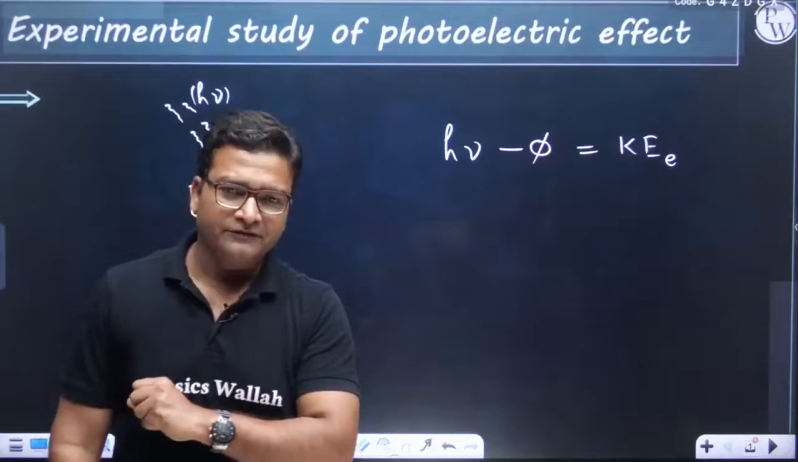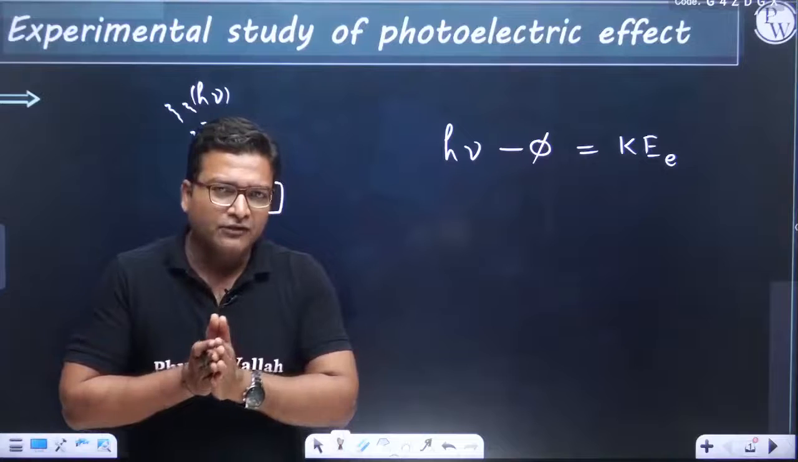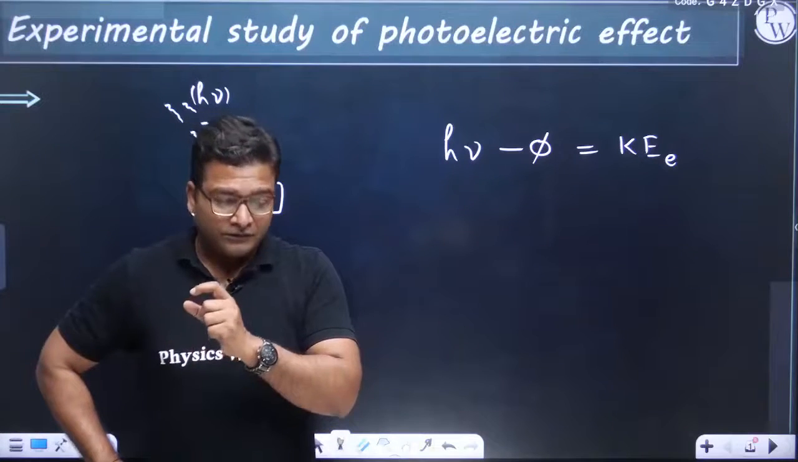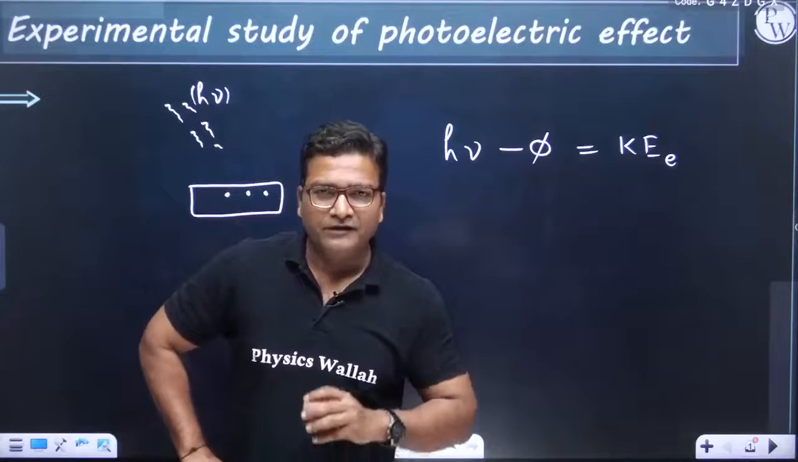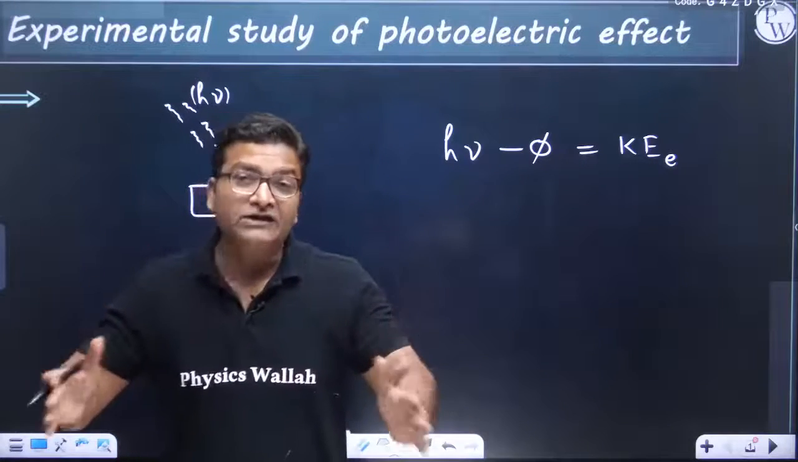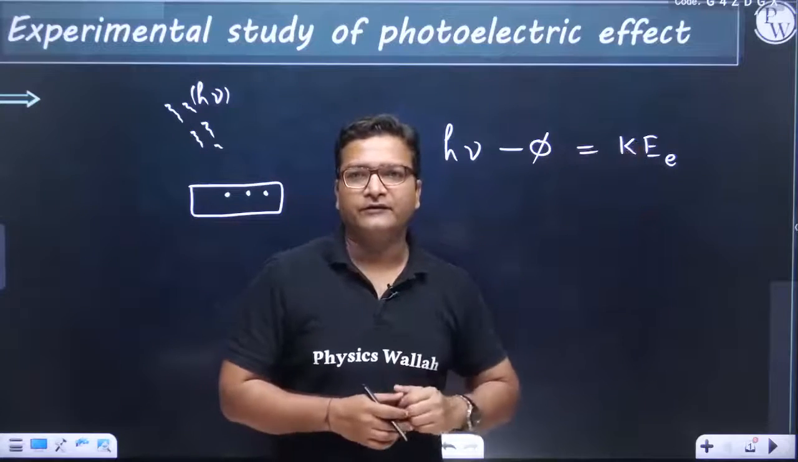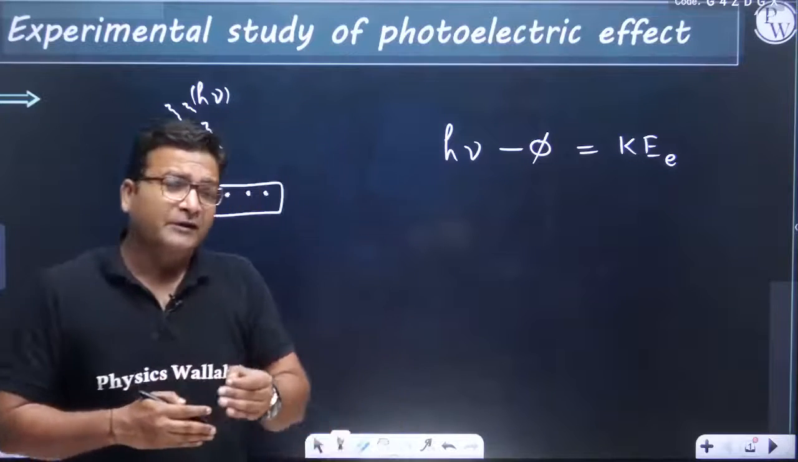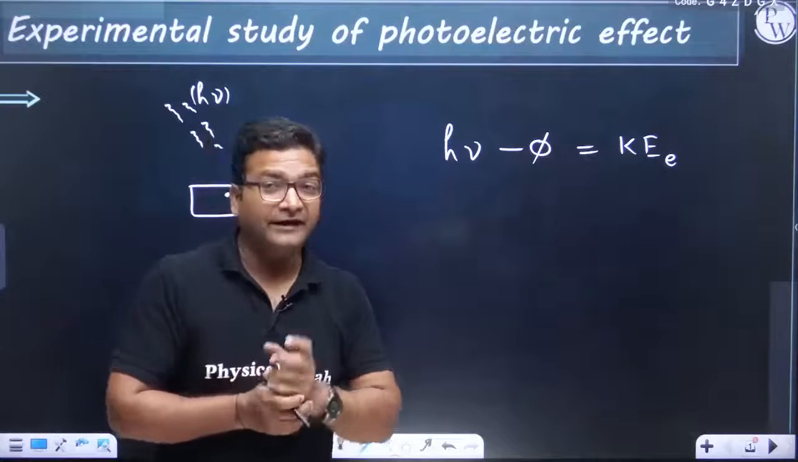But what happens? You have seen in the experiment that few electrons are fast and few electrons are slow. So electrons come out of the metal with a big range of energy, not just a single constant energy. Few are very slow, so slow that they barely move. So how does this happen? Let us understand in detail.